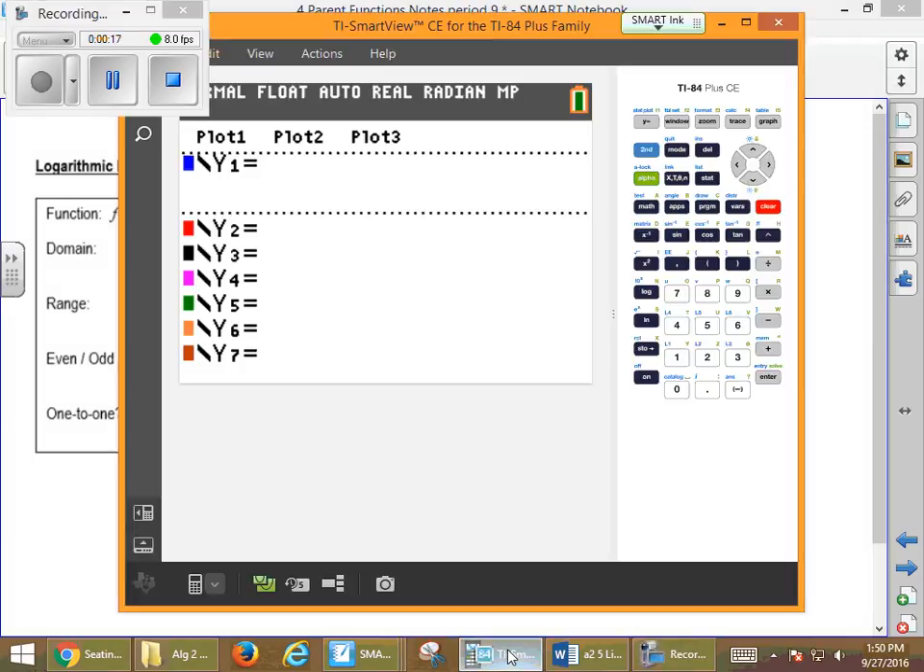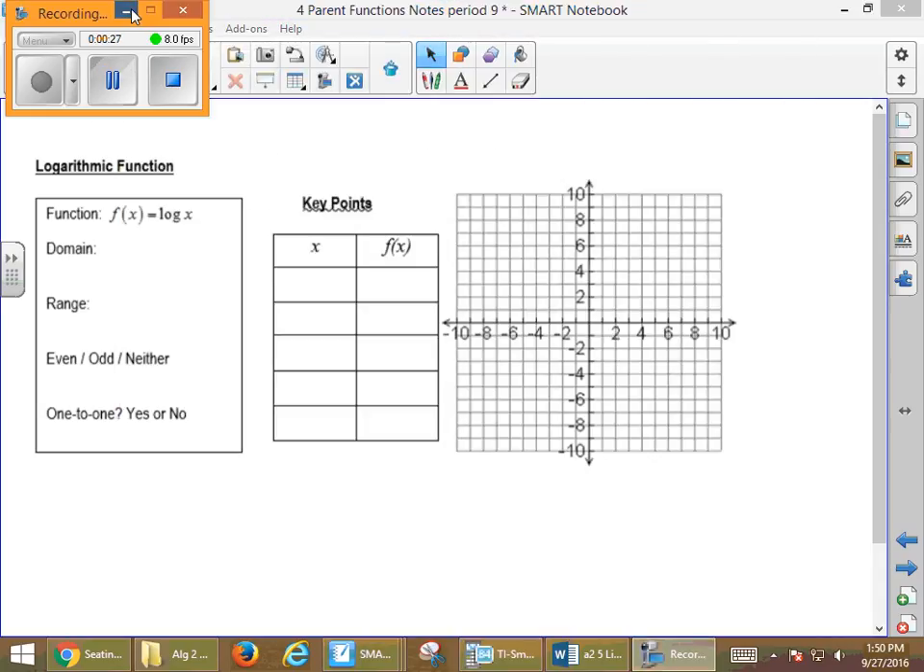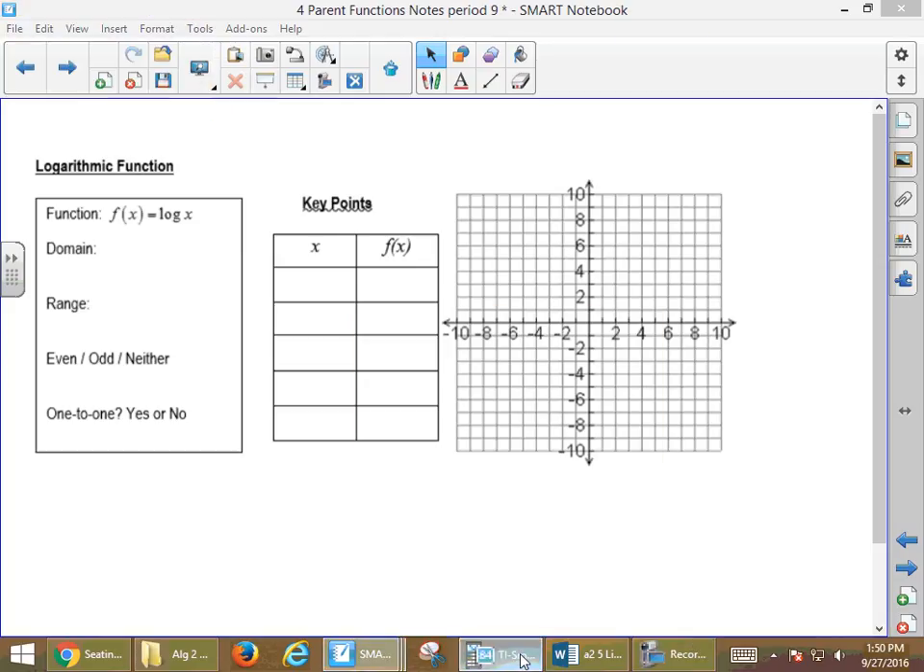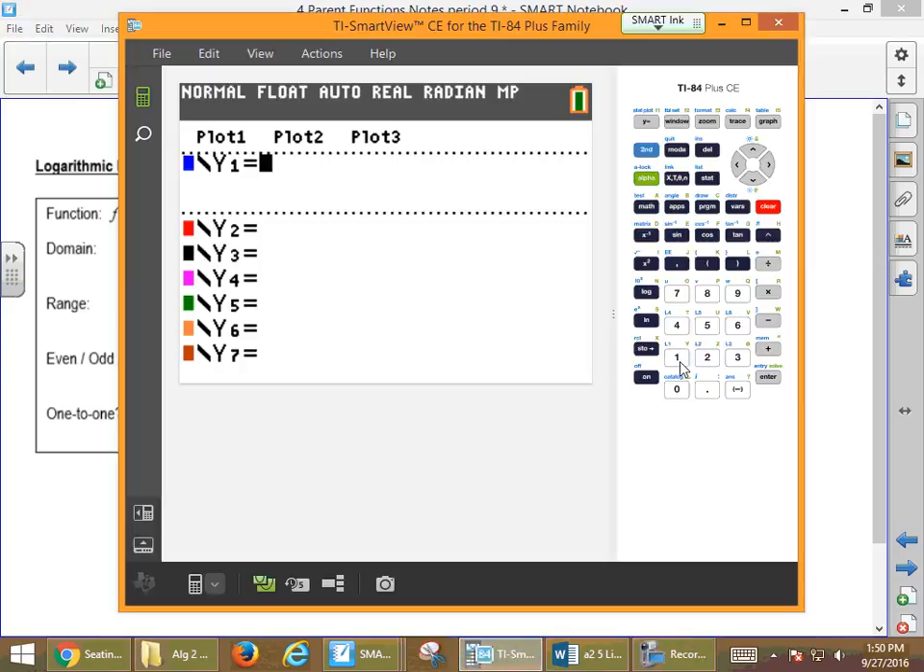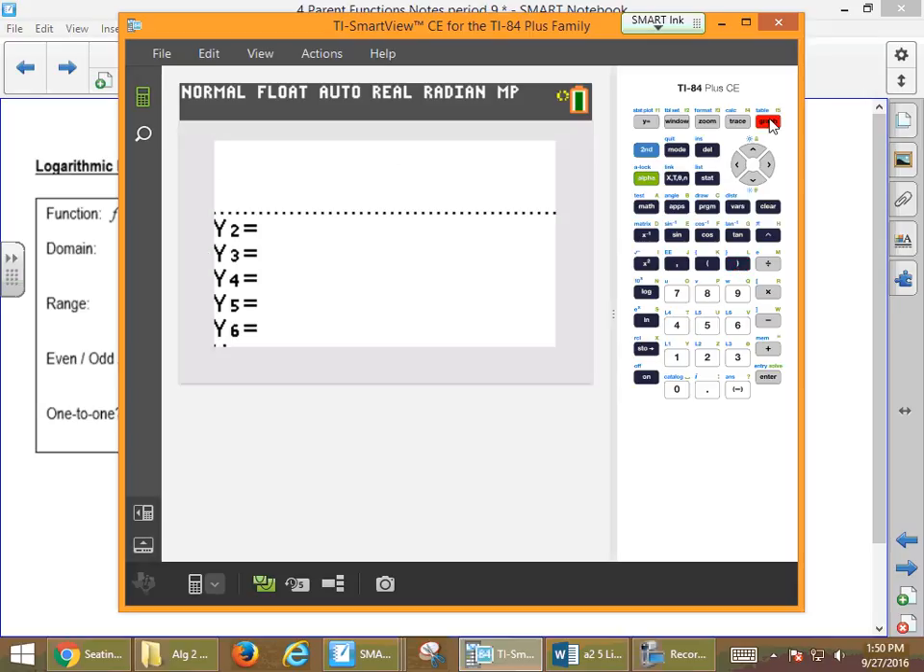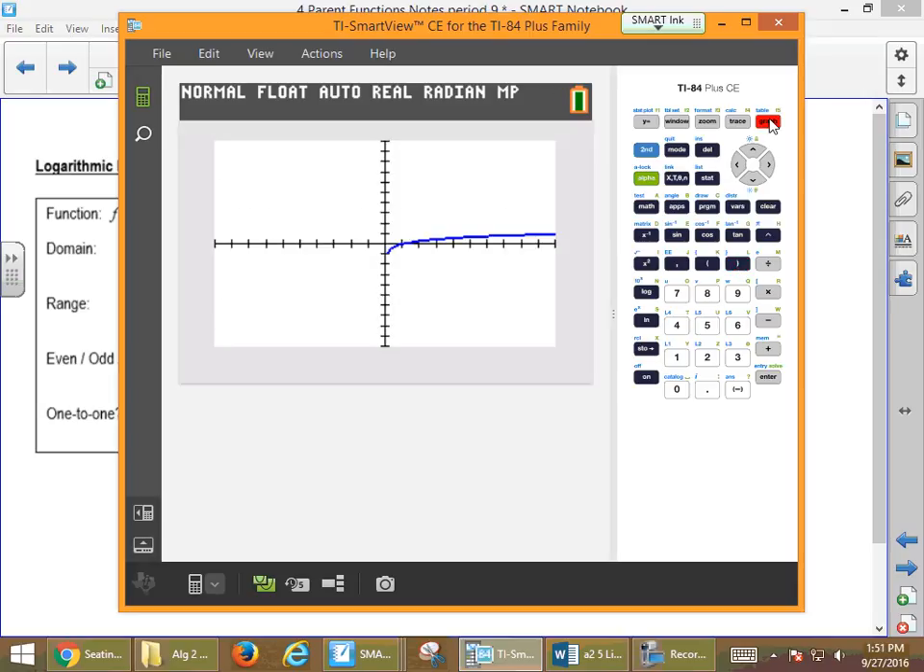And if we go to our calculator over here and we go to the y equals function, we are going to type in log of x. Our log function is the fourth button up from the bottom on the left, log of x. And it's nice to look at the picture because we're going to draw the picture here in a minute. And it looks like this.